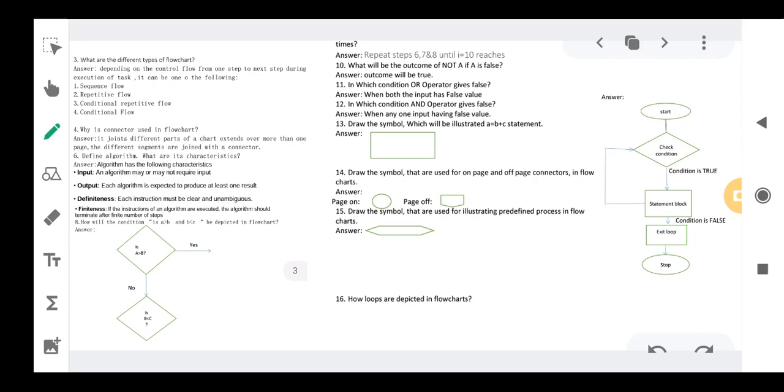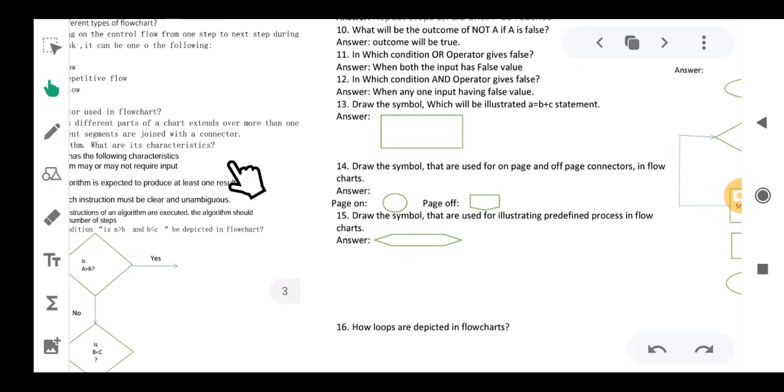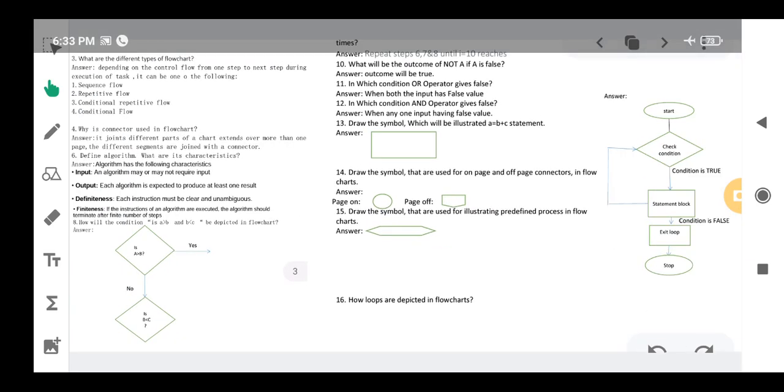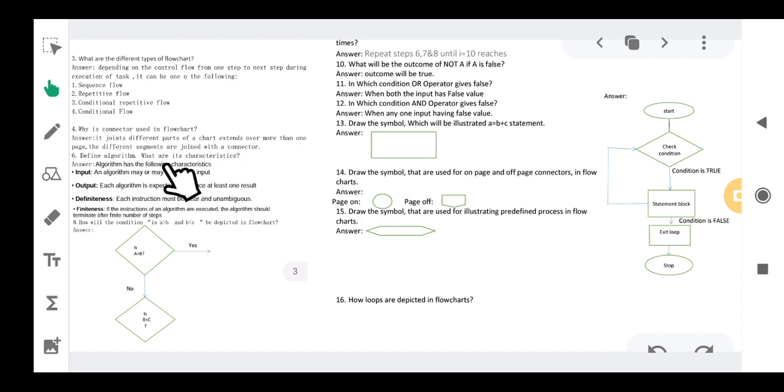Question number 6 is saying: define the term algorithm, and what are its characteristics. It is a very, very important question. So if somebody asks what is an algorithm, I have already discussed the definition earlier. So here we are addressing the second part of the question, that is the characteristics.